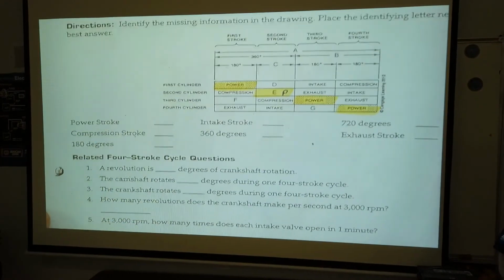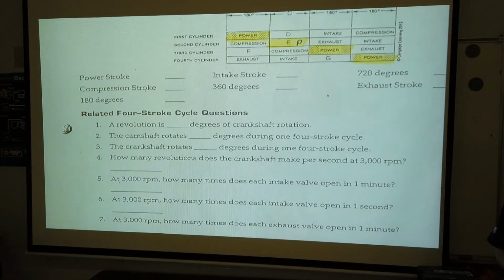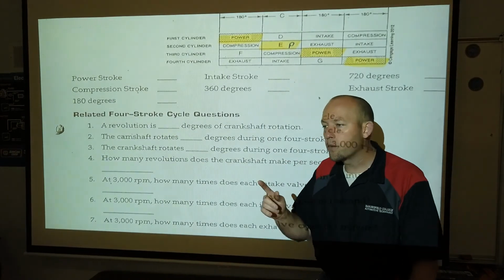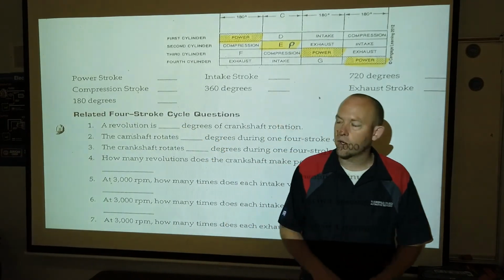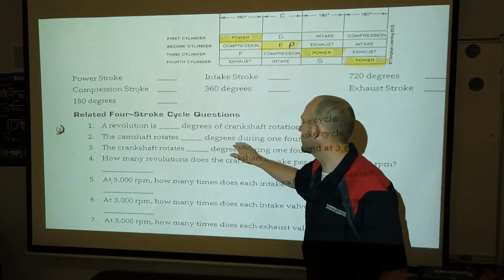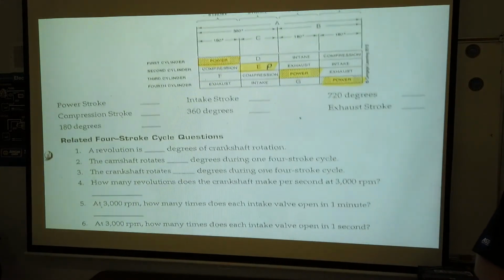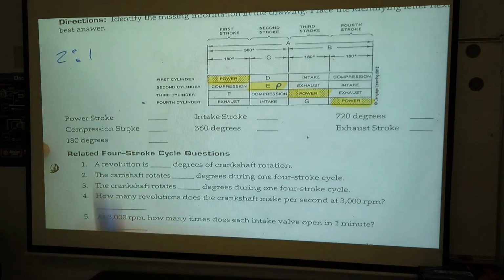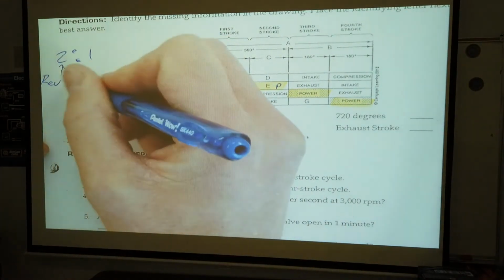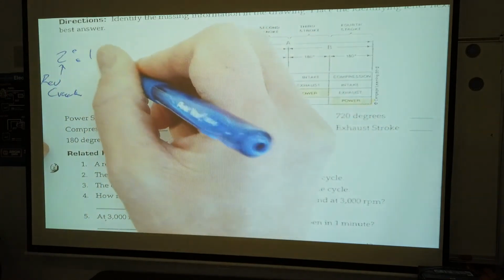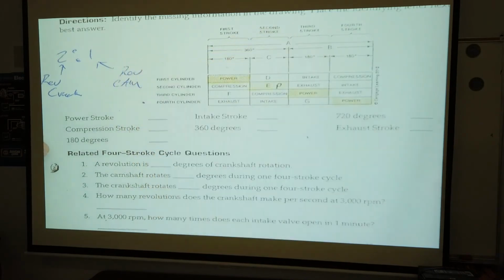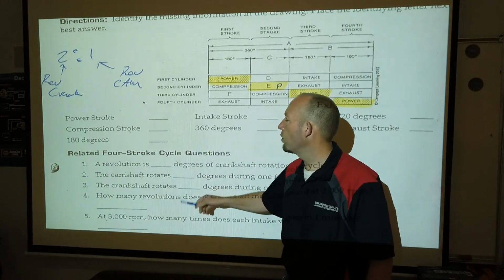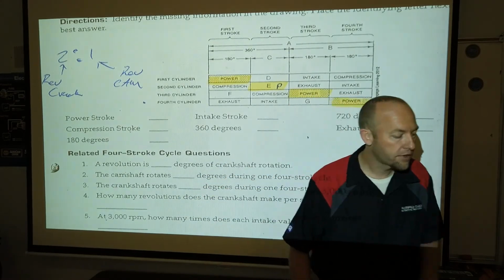So moving on down to these lower questions. It says, a revolution is how many degrees of crankshaft rotation? In 1 revolution, we complete 360 degrees. The camshaft rotates blank degrees during a 4-stroke cycle. Now, I want to remind you that it is a 2-to-1 ratio, so that means 2 revolutions of the crank to 1 revolution of the cam. So in our 4-stroke cycle, the crank's going to rotate twice, but the cam will rotate once, which 1 revolution is 360.